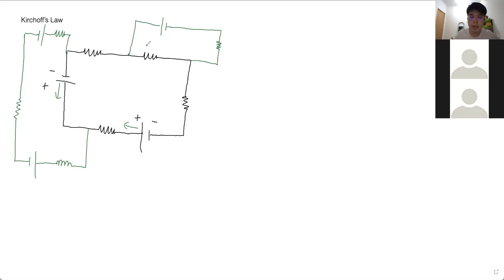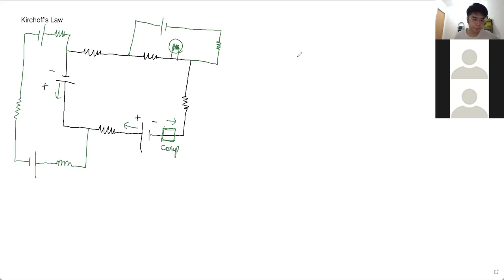If someone asks you to calculate what is the current flowing through the bulb here, current flow through 这个 bulb 多少？或者 what is the current flowing through your computer over here? What is the voltage across this one? How would you calculate it? That is what we want to discuss today. Okay, so to calculate this type of circuit, we need to use Kirchhoff laws.